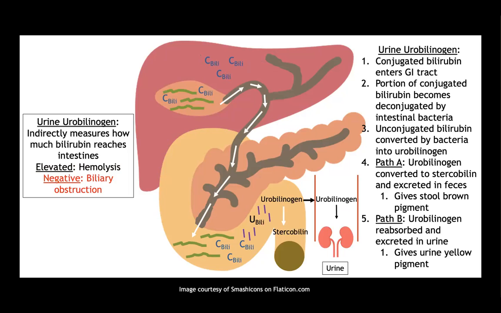If we look at biliary obstruction, on the other hand, if we have an obstruction here, we're not getting any of the conjugated bilirubin into our intestines in the first place. So if you don't have anything coming in the first place, you can't go through that pathway we just discussed to ultimately lead to urine urobilinogen.